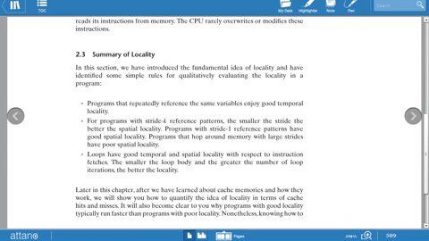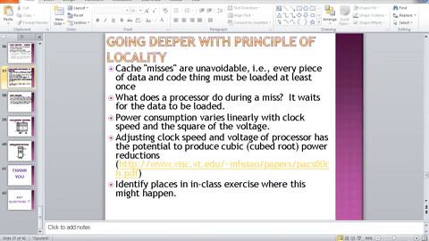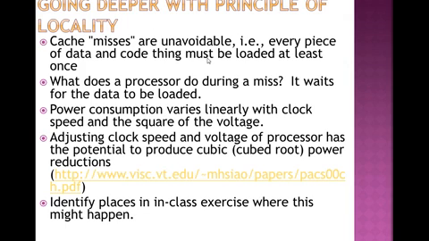But before that, let's take a review of the slide. The next slide is going deeper with the principle of locality. Cache misses are unavoidable. That is, whenever we use a cache, there are cache misses. A miss means the content is not available in the cache memory, and that is unavoidable. Every piece of data and code must be loaded at least once, that is, at least once the data is made available in the cache memory.